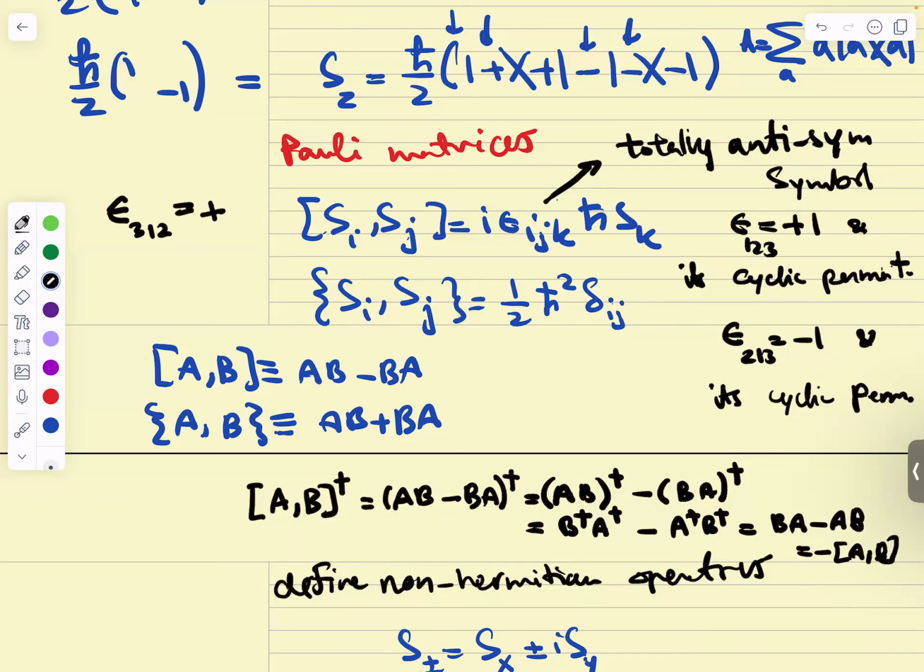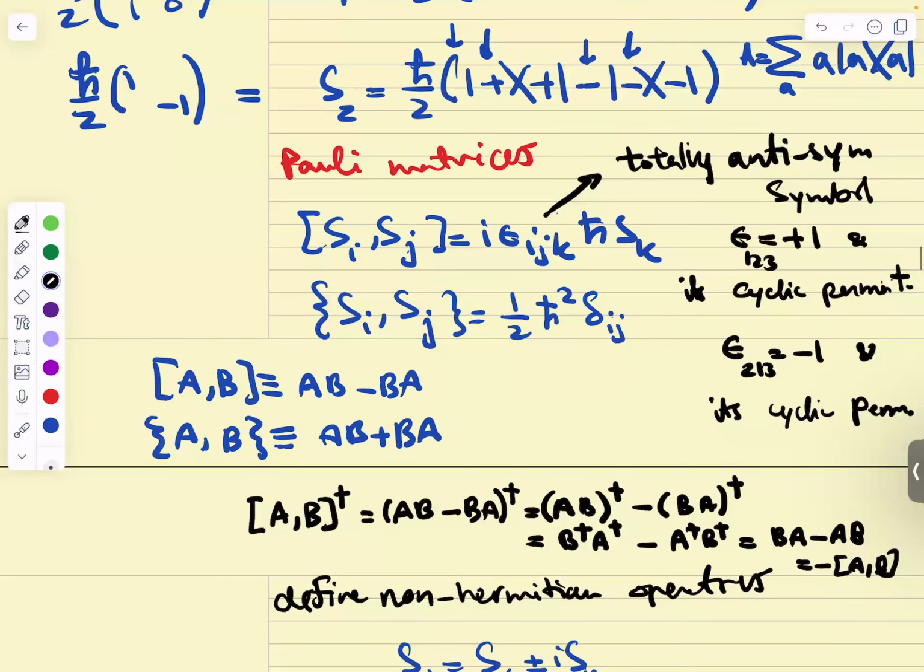Is plus 1. Why? Because it's a cyclic permutation of 1, 2, 3. All right. I trust you guys, you could do these. So to follow quantum mechanics, you shouldn't read it like a newspaper. You should have a notepad or notebook or iPad right next to you and do these little calculations to just convince yourself that these are how things work.